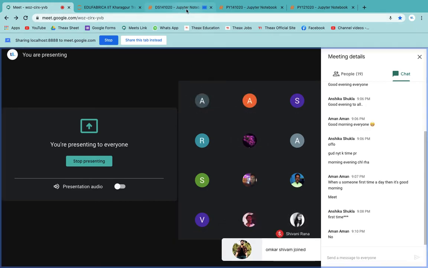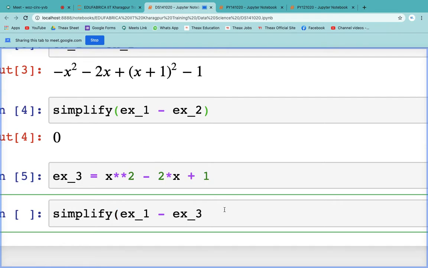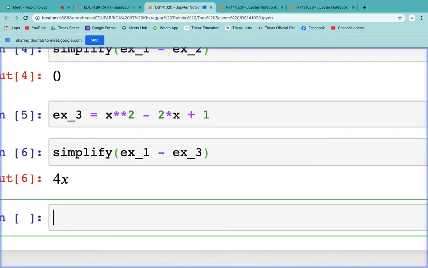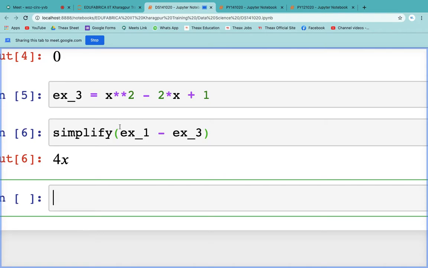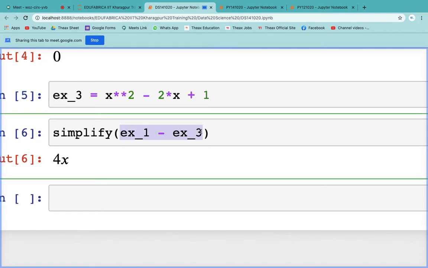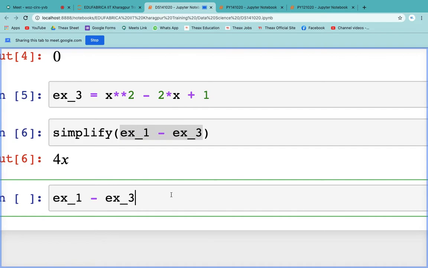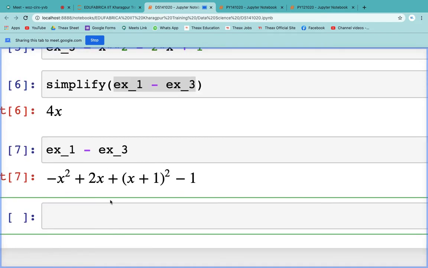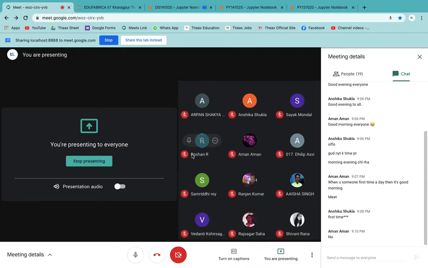4x. That is correct. 4x is correct. Why? Because how do you get the 0 result? From where will you get 0 here? See, this one will be giving you 2x, right? So 2x plus 2x, obviously you can see from here, that's it, basically.